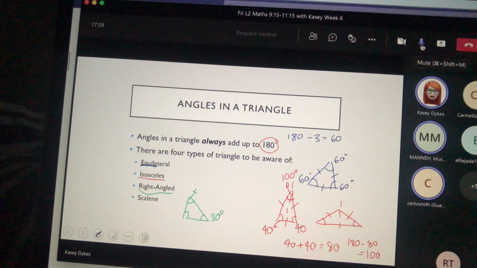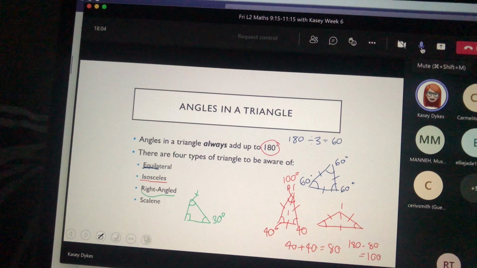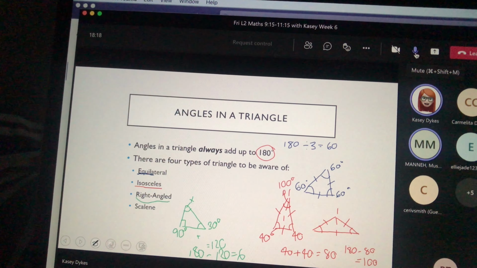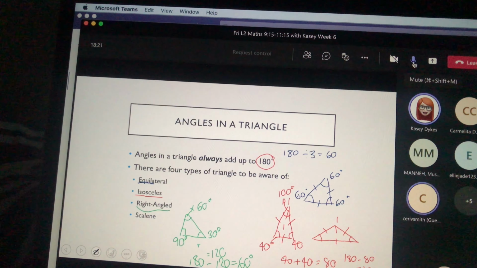60, very good. So yeah, again, our bottom right angle triangle is 90 degrees. 90 and 30 will be 120. And we're taking that away from 180. So X must be 60 degrees. Good.